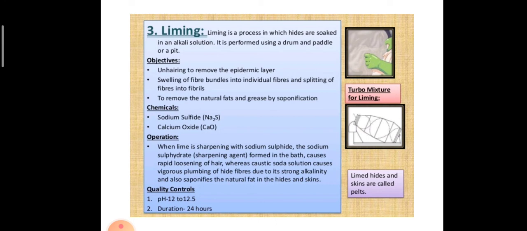Now what is the quality control? We should maintain the pH, an important factor, which should be checked carefully by means of pH paper or a pH meter. It should be around 12 to 12.5, and the duration is around 24 hours.